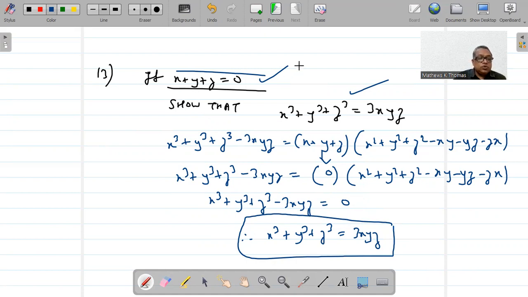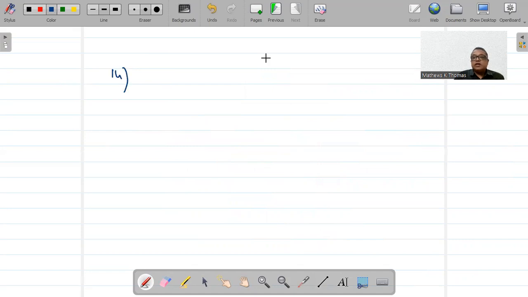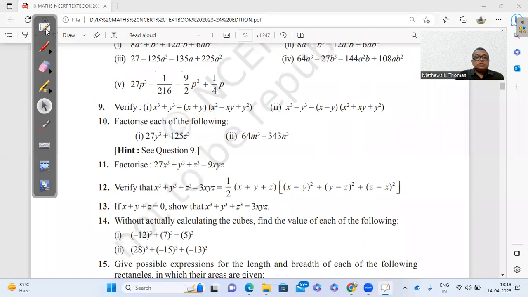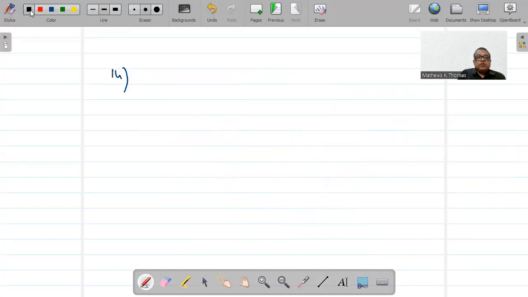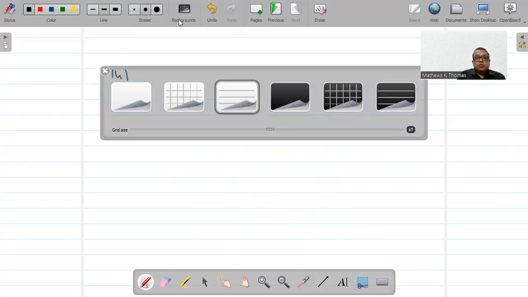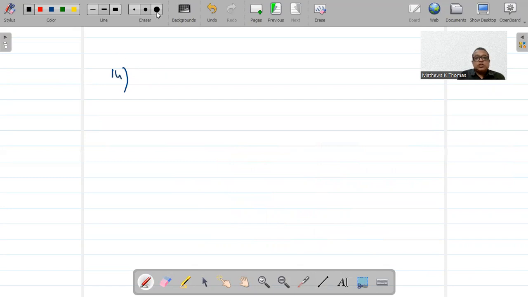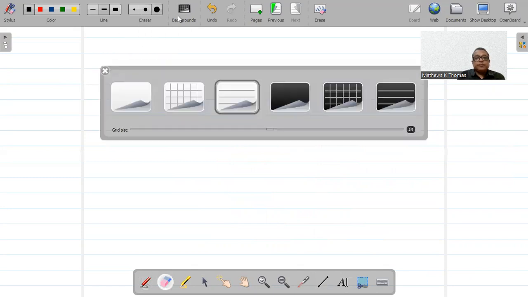So we come to the 14th question. We have to use this now in question number 14, right? The question is, without actual cubing, find the value of this. So how are we going to find without actual cubing? Let's see question number 14.